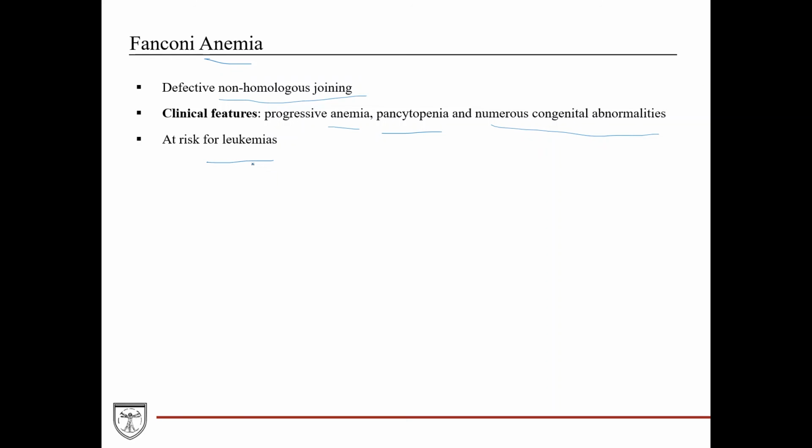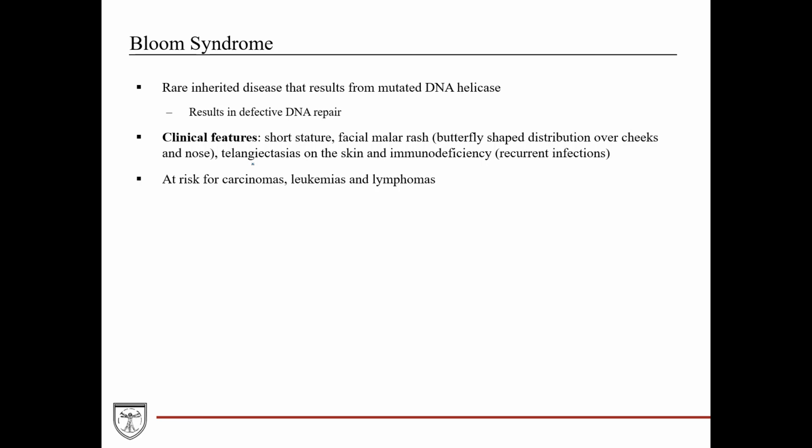It's a hematological malignancy. Bloom syndrome is a rare inherited disease that results from a mutated DNA helicase, which again results in defective DNA repair. Remember, helicase can be involved in double-strand break repair as well. So these patients, they'll present with short stature, facial malar rash, which is in that butterfly distribution over the cheeks and nose, telangiectasias on the skin, and then immunodeficiency, so they can also present with recurrent infections. These patients are at risk for carcinomas, leukemias, and lymphomas.